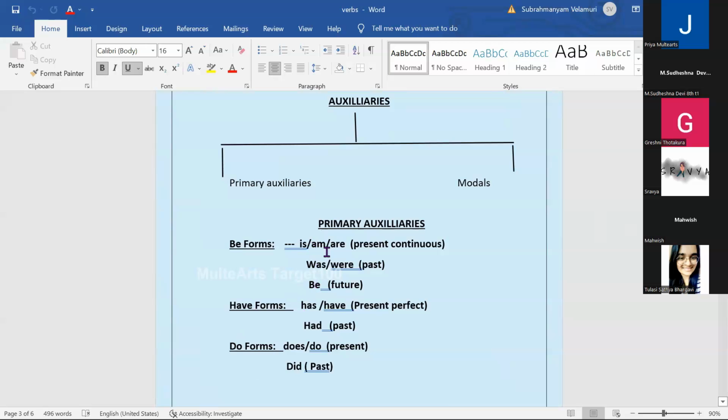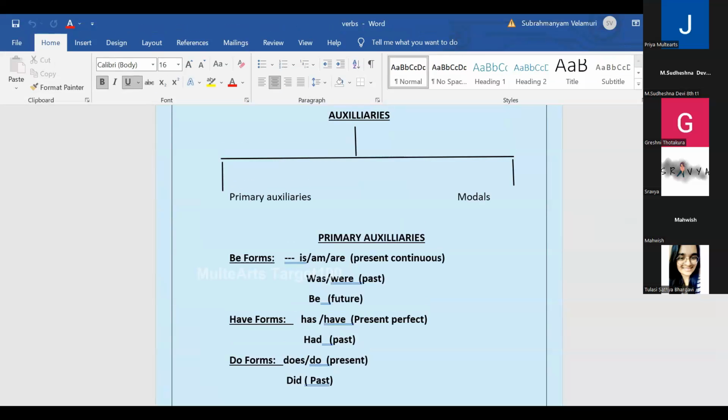Be forms are is, am, are, which we generally use in present continuous. Blindly, you can know that is, am, are are used in present continuous. She is going to the market. I am writing a letter. They are playing. That is where we use be forms. Now the be forms in the past are was and were, only two. Was is for a singular subject, were is for a plural subject. I was writing a letter yesterday when you called me. They were playing cricket yesterday when you called me. And when it comes to the future, we use be.